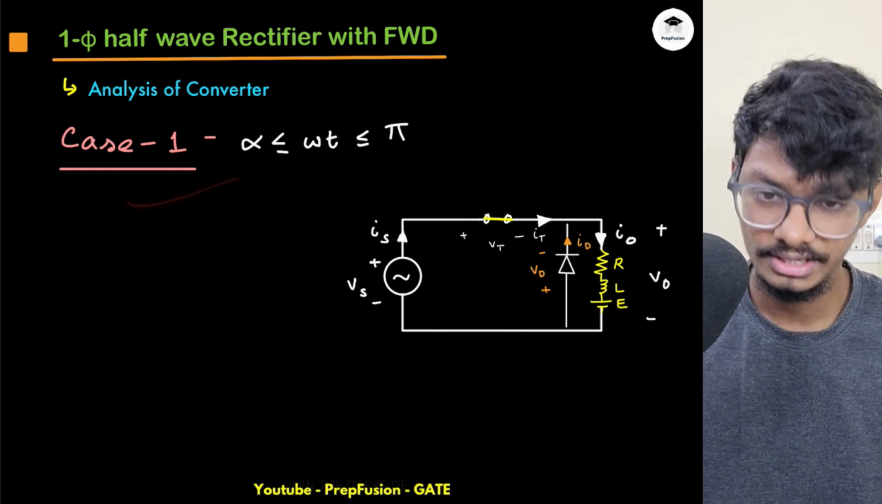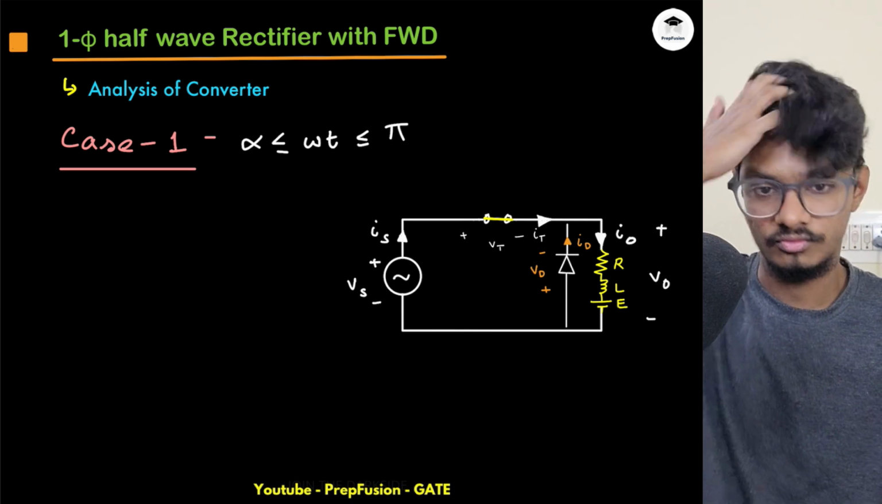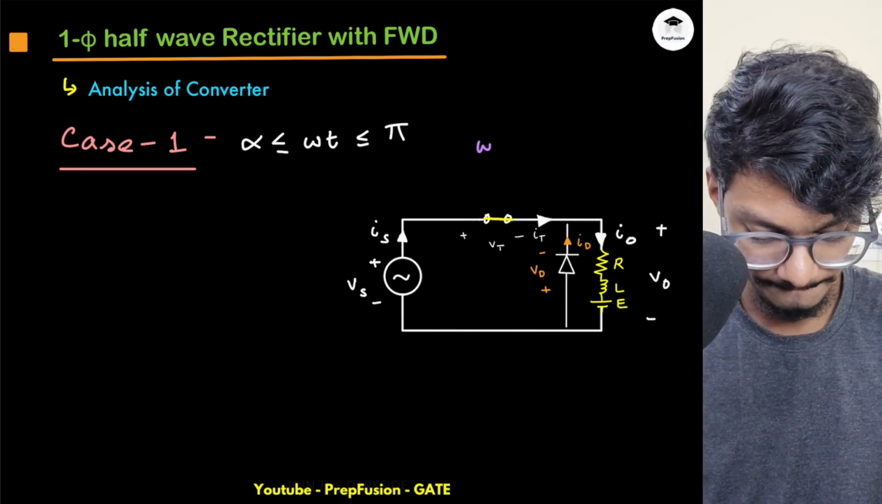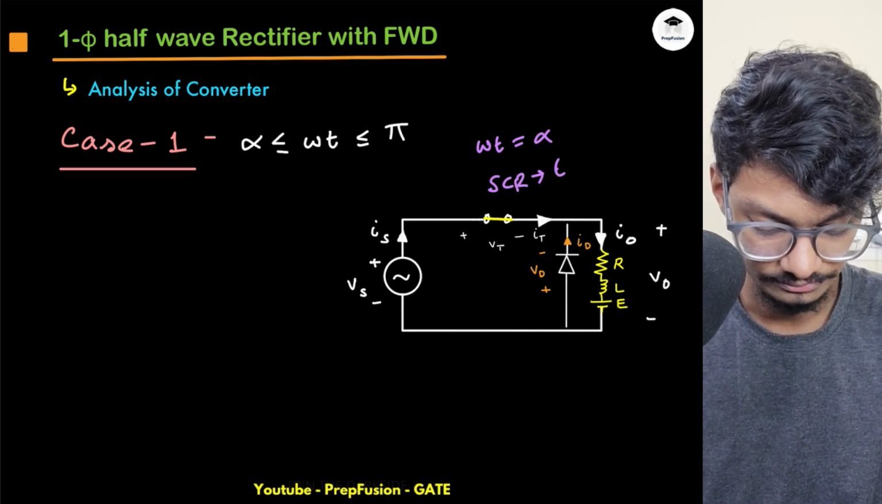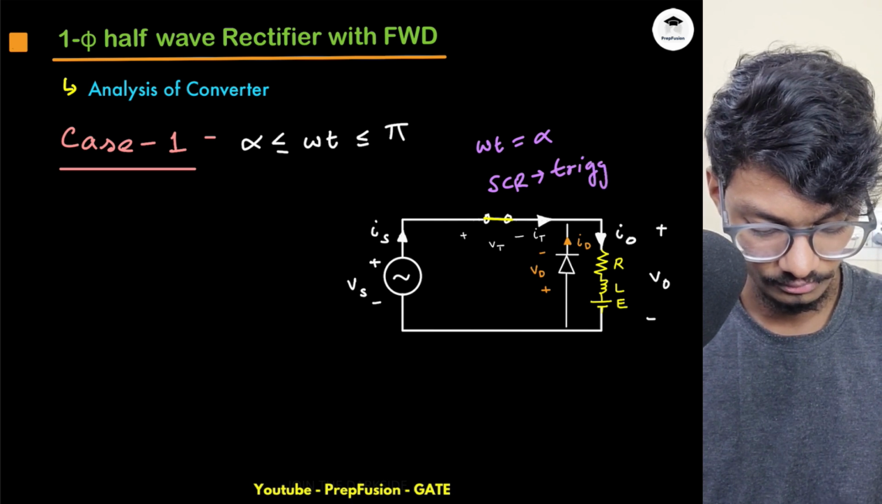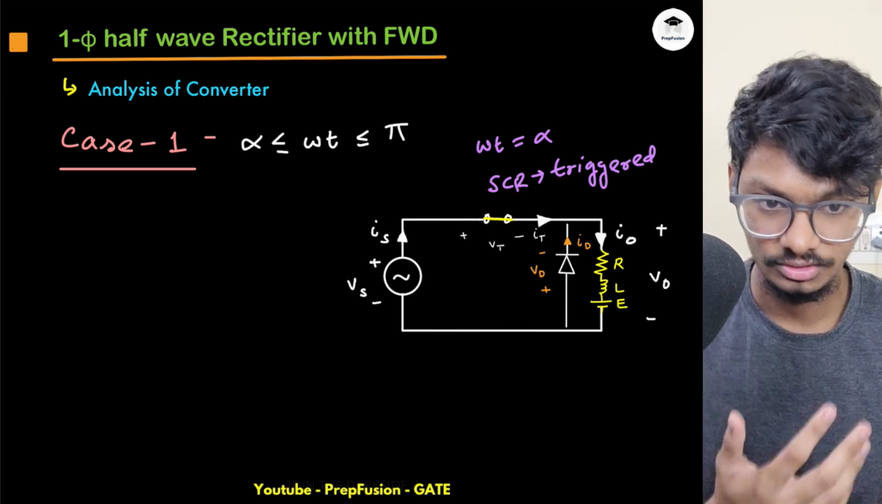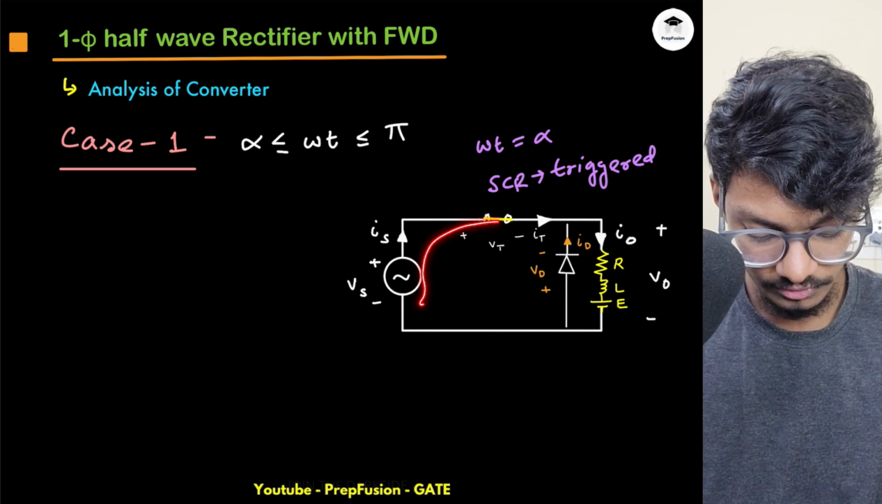Case one is basically from alpha to pi, because before that the diode won't conduct, the diode will be off. So from alpha to pi, I'm assuming that at omega t equals alpha, the SCR is triggered. If the SCR is triggered, then the SCR is turned on. If the SCR is turned on, that means current will start to flow.